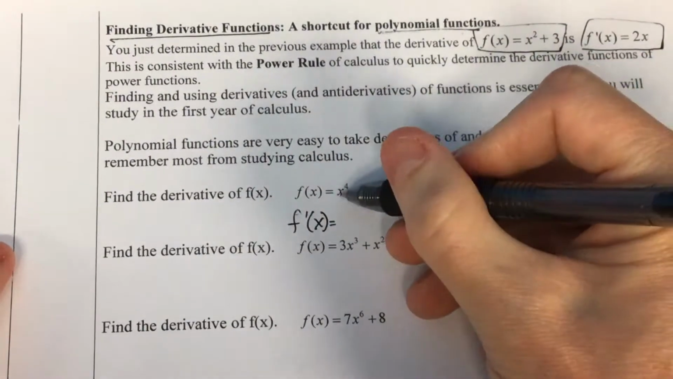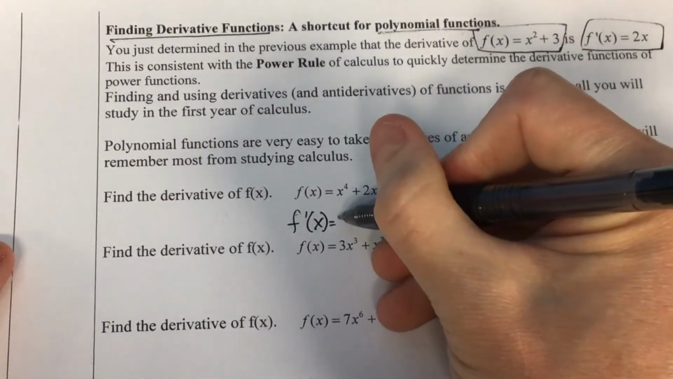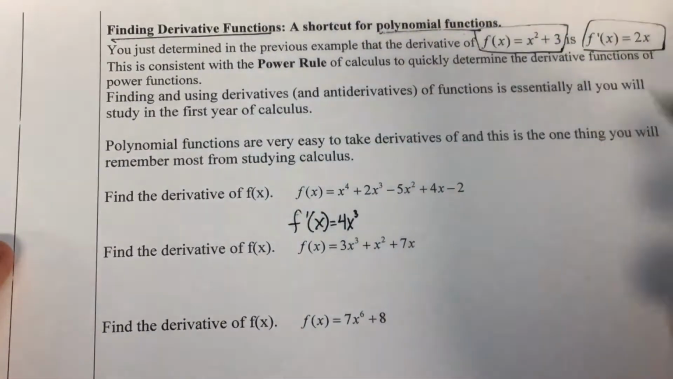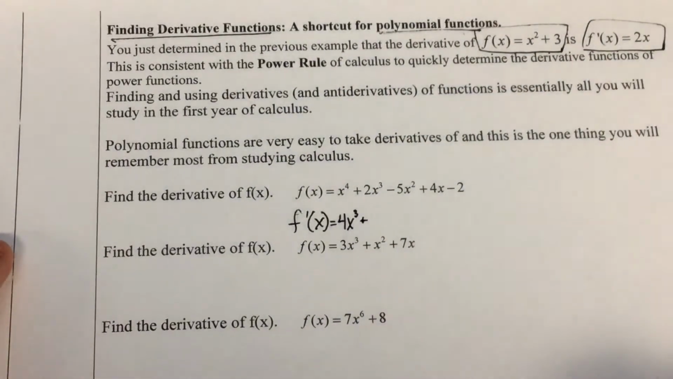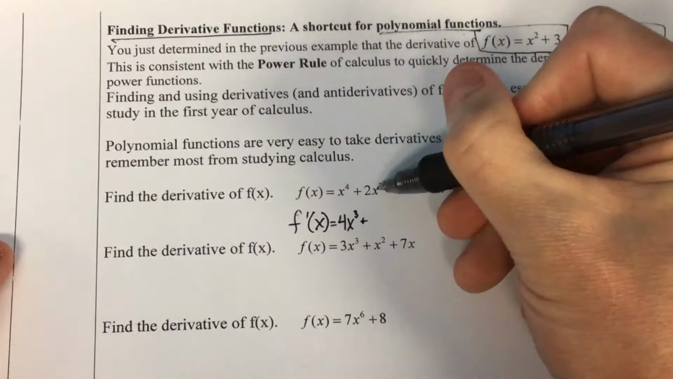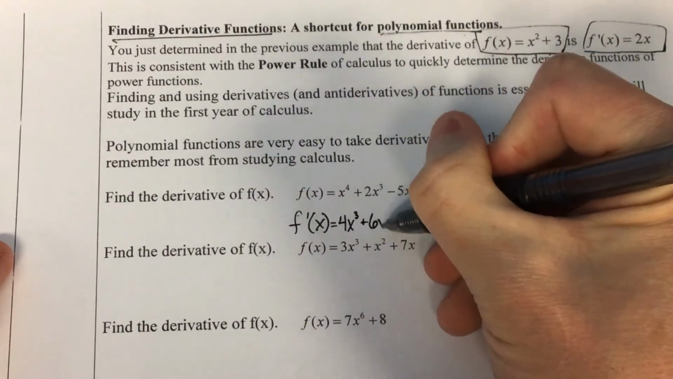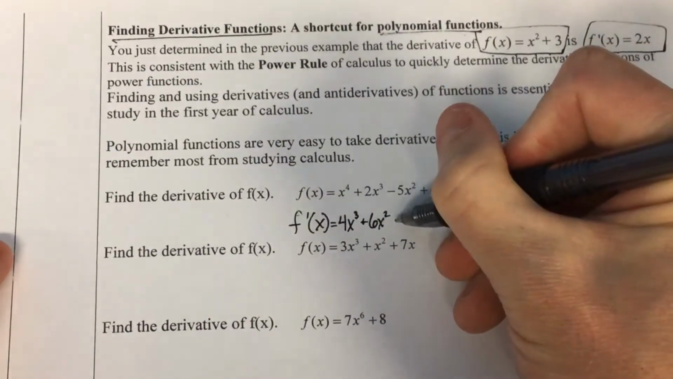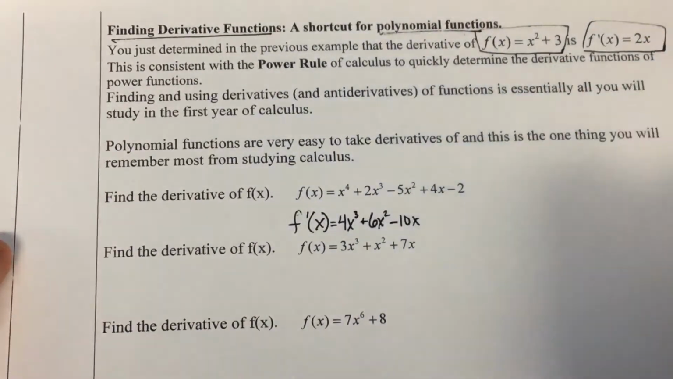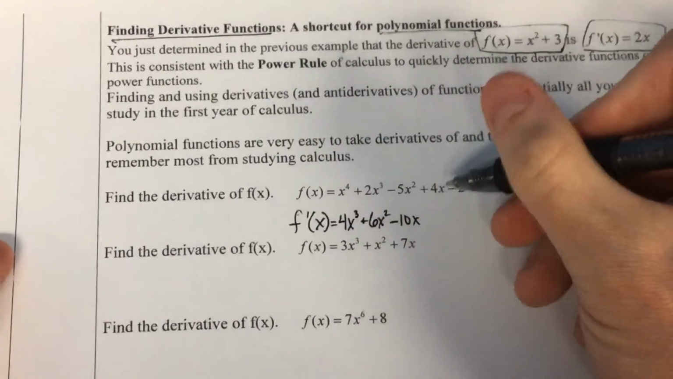So the derivative of x to the fourth, I'll just start with that. That's going to be 4x to the third. Do a few of these, see if you can start to see a pattern in maybe what I'm doing. The derivative of 2x to the third, that's 6x squared. The derivative of negative 5x squared, that's negative 10x to the first, or negative 10x. These are getting a little tricky.